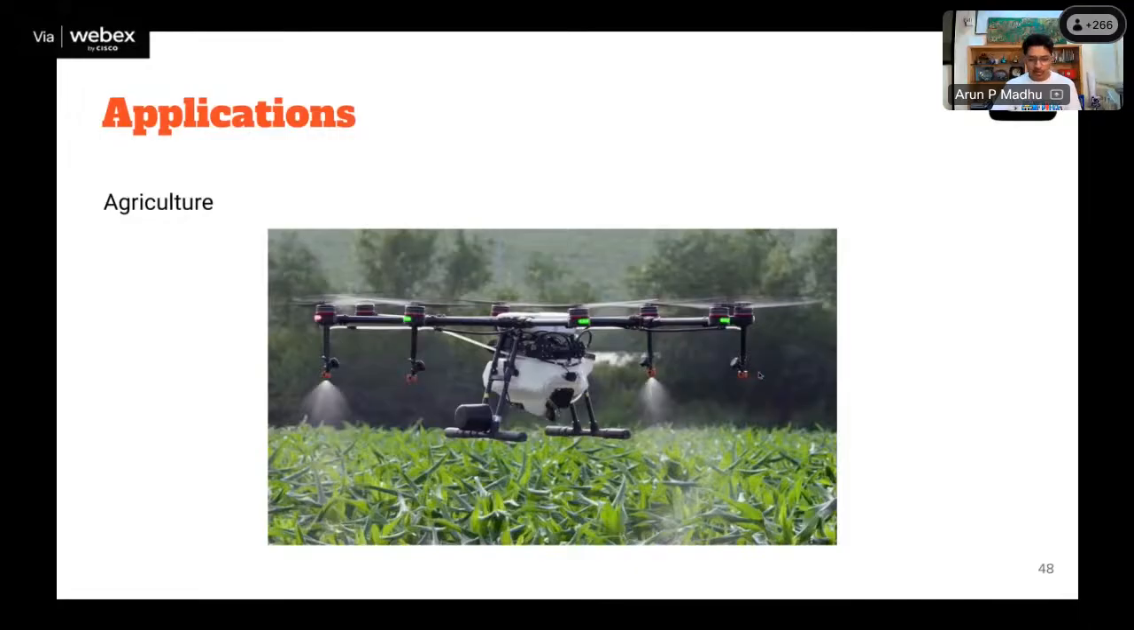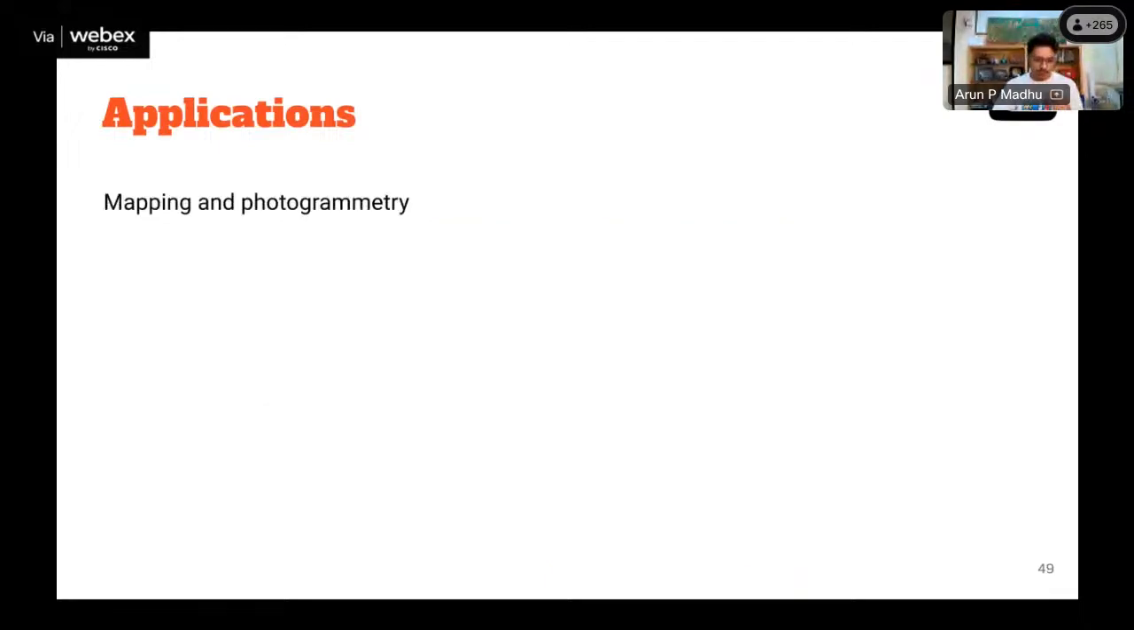Then we have agricultural drones, where you have a payload of whatever pesticide or something you are spraying, and this is a hex or octocopter, and you can spray pesticide like this. This is also an application of drones. These are seen mostly in foreign countries, but in India, it's being more and more common, and it will be more and more common in the upcoming years. I think some of you might have seen this somewhere in agricultural fields.